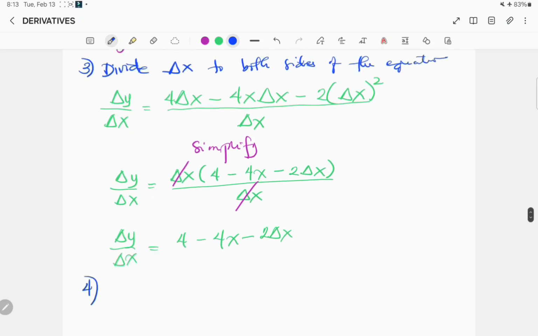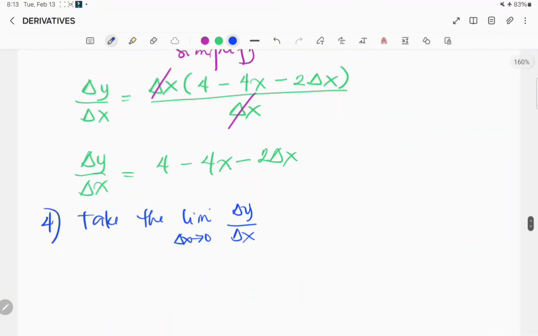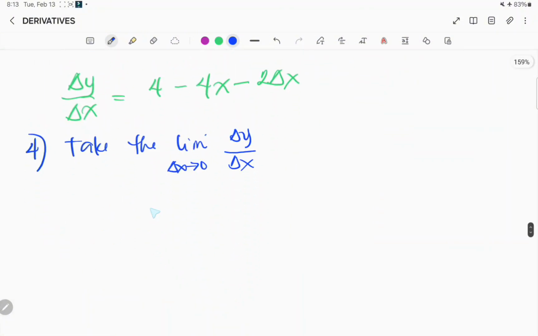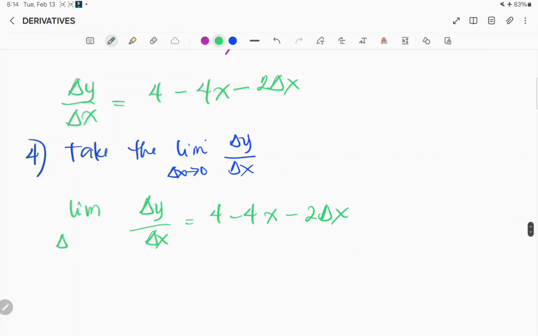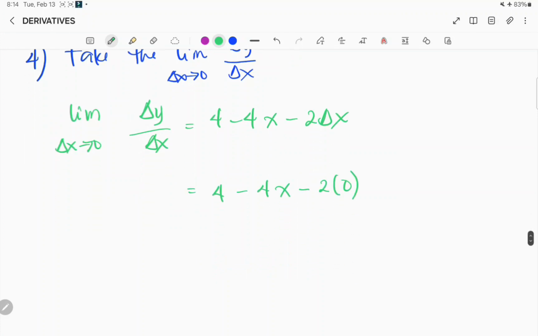We have to take the limit of change of y over change of x as change of x approaches 0. So we have now the change of y over change of x, which is equal to 4 minus 4x minus 2 change of x. Taking the limit of both sides of the equation as change of x approaches 0 will give us 4 minus 4x minus 2 times 0, and that is equal to 4 minus 4x.